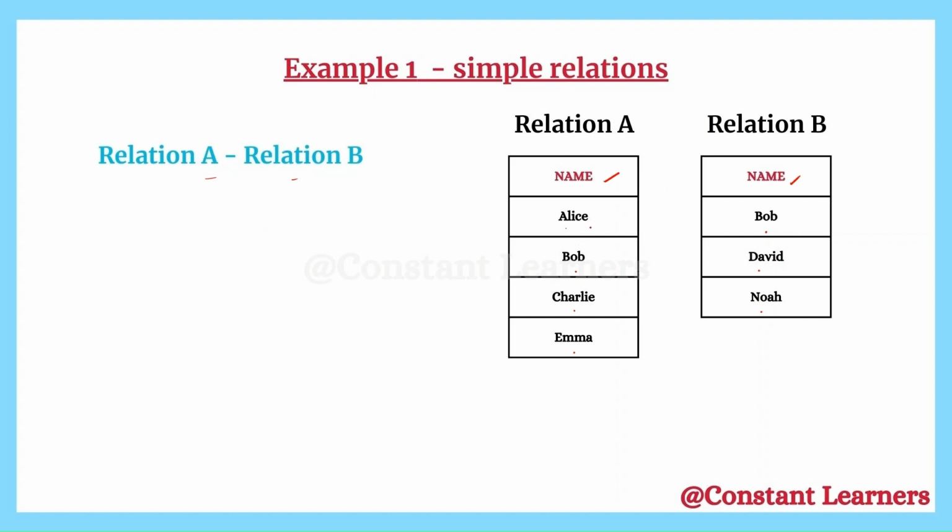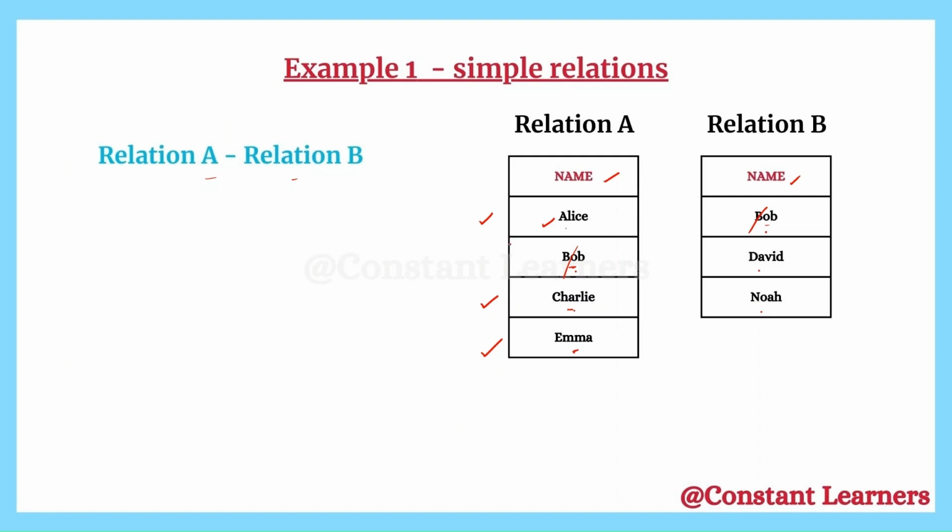Now, here in relation A, we have the name Alice. So, it is present in relation A, but it is nowhere present in relation B. So, Alice will be present in the output relation. Next, we have Bob. So, Bob is present in relation A as well as in relation B. So, this will get cancelled. This will not be present in the output. Next, we have Charlie. Charlie is present in relation A, but it is not present in relation B. So Charlie will be present in the output table. Then we have Emma. Emma is present in relation A, but not present in relation B. So Emma will be present in the output relation, right?